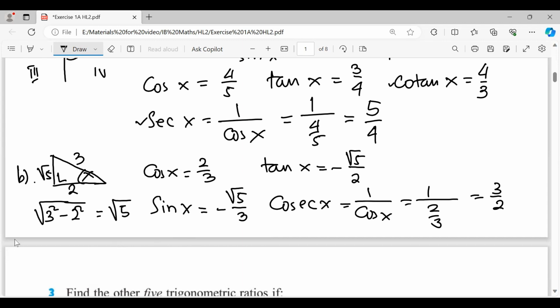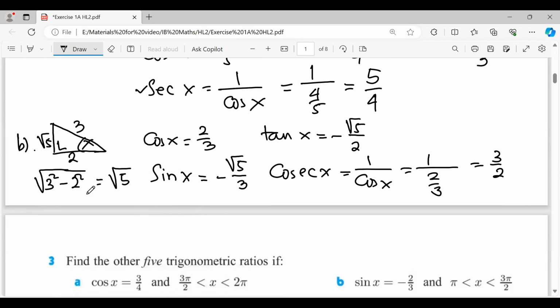Now secant x equals 1 over cosine x. Cosine x is 2/3, so secant x equals 3/2.